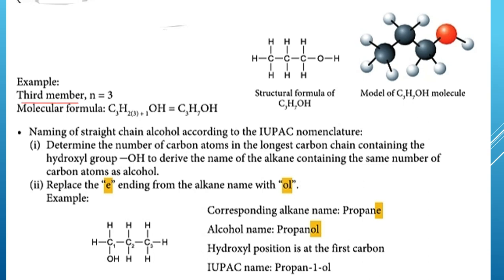Third member, so N is 3. The molecular formula is CnH2n plus 1 OH. You replace N with 3. So C3H2 times 3 plus 1 OH, and we will get C3H7OH. So what is its name? Name the straight chain alcohol according to the IUPAC nomenclature. First, you determine the number of carbon atoms in the longest carbon chain containing the hydroxyl group OH. So for example here, we have this one, the longest chain containing this OH hydroxyl group.